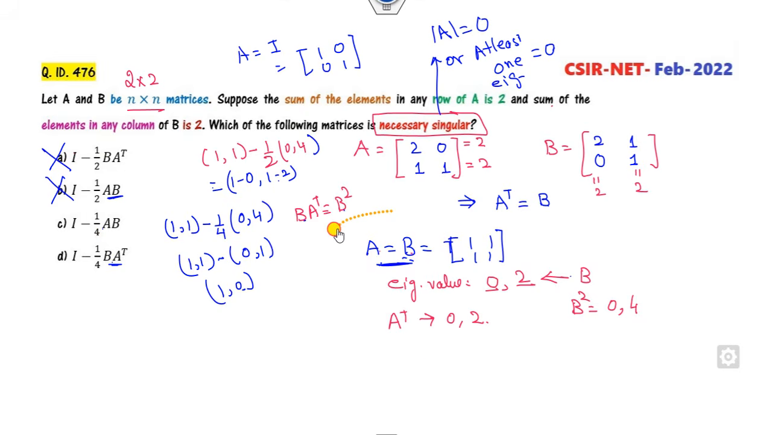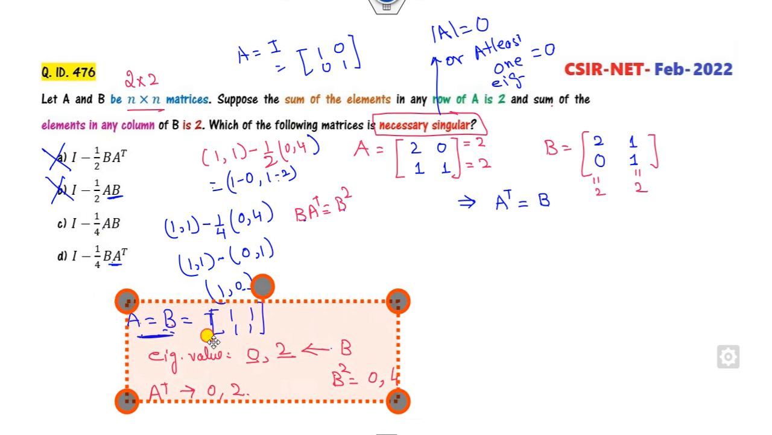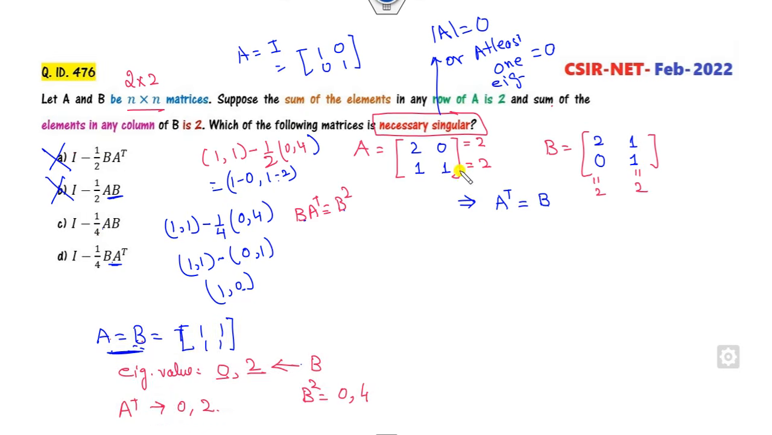Now how can we check for the other options? So I can look about this example. A transpose is nothing but B. So this pair is 1 minus half B square. What is the eigenvalue of B? Eigenvalue of B is 2 comma 1. What is the eigenvalue of B square?